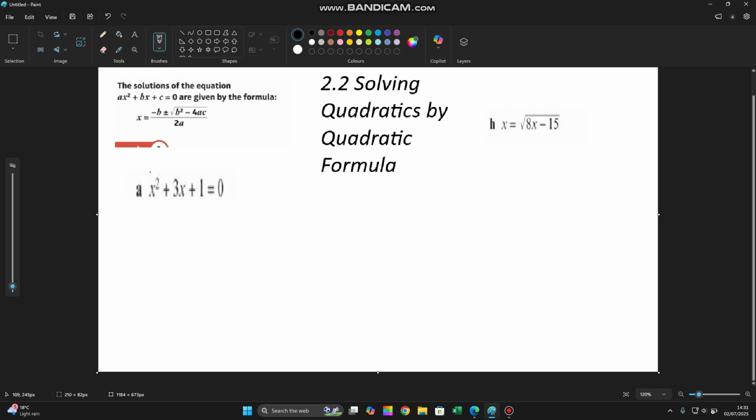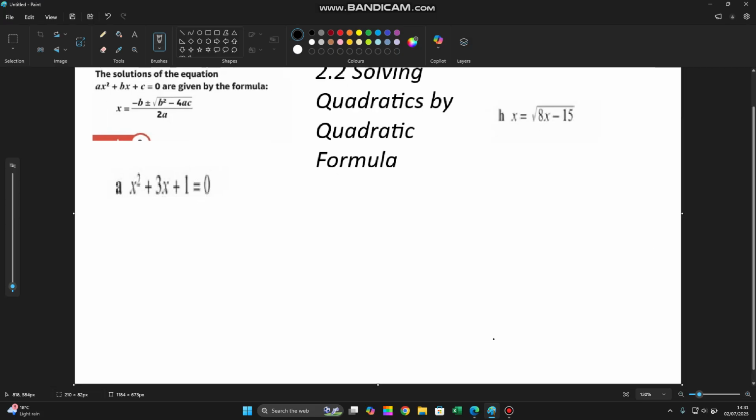So a is just the number before the x squared, b is just the number before the x, and then c is the number without the x. So let's go over two examples. So here, x squared plus 3x plus 1. Let's identify a, b, and c.